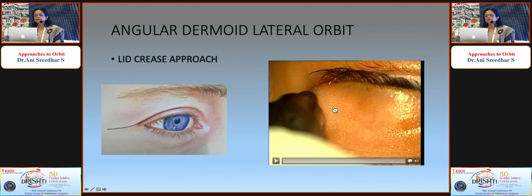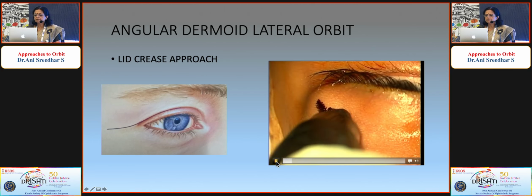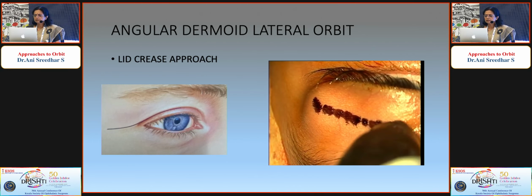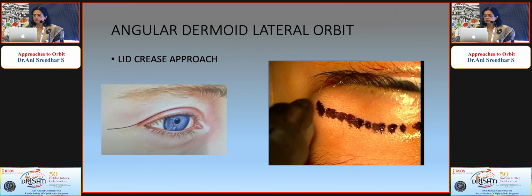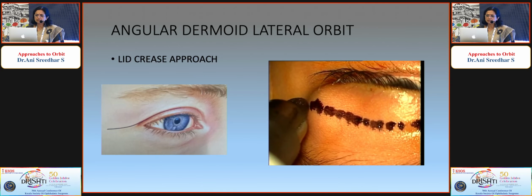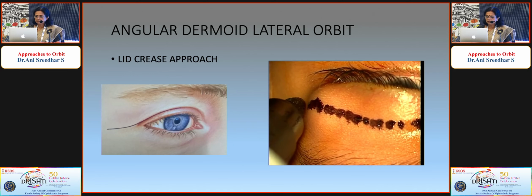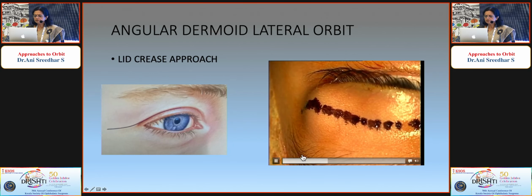So dermoids, never play with dermoids because you have to remove the whole thing. So I am marking the lid crease. The incision is not so long, just to mark the lid crease, and then a small extension along the laugh line so that it's easier to remove.